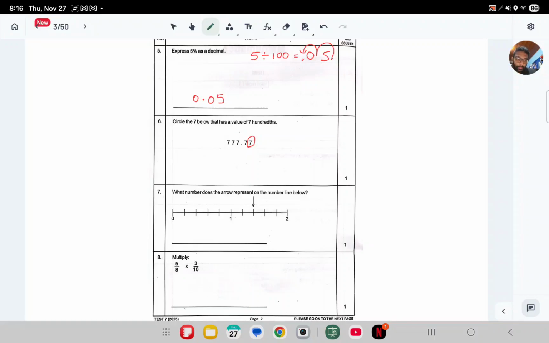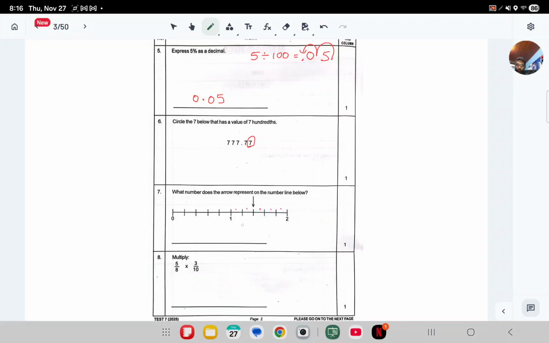Alright, number 7. What number does the arrow represent on the number line below? So looking at the number line here, we have 0 to 2, but the arrow is between 1 and 2. To find out what each of these strokes represents, we divide by the number of spaces. So we have 1, 2, 3, 4, 5 spaces.